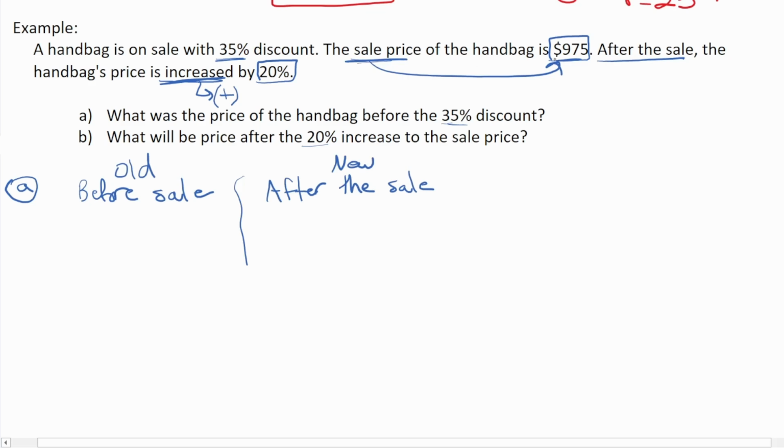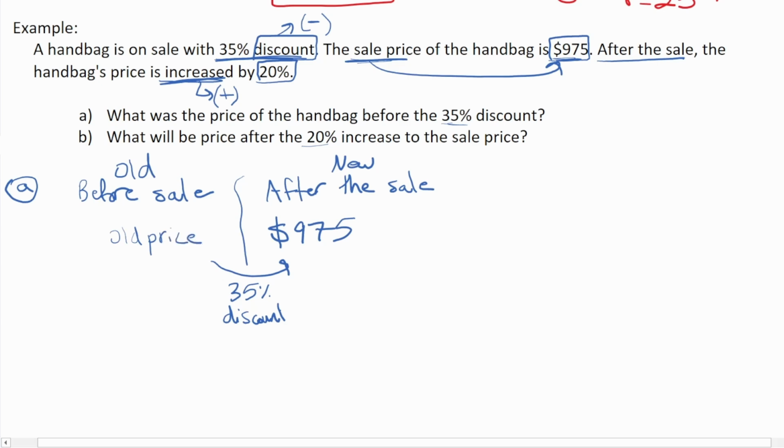Now, the sale price of the handbag is $975. So this is the cost right here. After the sale, it's costing $975. This was due to a 35% discount, okay? So now a discount or a sale, like we said, is always a negative, okay? So it's a minus beside the R. So it was a 35% discount. And we have an old price for this bag that we don't know, okay?